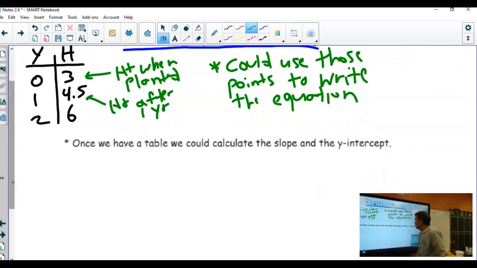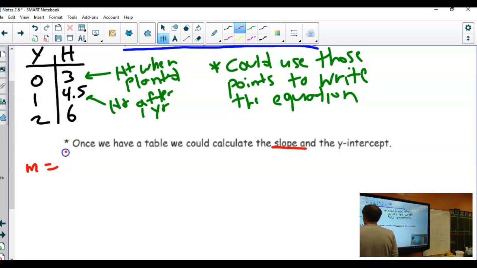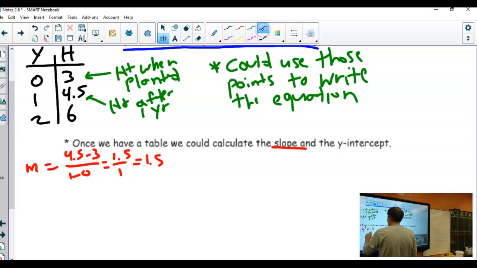So once we have a table, we can calculate the slope and the y-intercept and write the equation, right? Let's start by calculating the slope. So my slope is going to be, I'm just going to take a couple of ordered pairs from the table. I'll just take the first 2 ordered pairs, and I'll go 4.5 minus 3 and 1 minus 0, and I'll get 1.5 over 1, which is a slope of 1.5. All right?